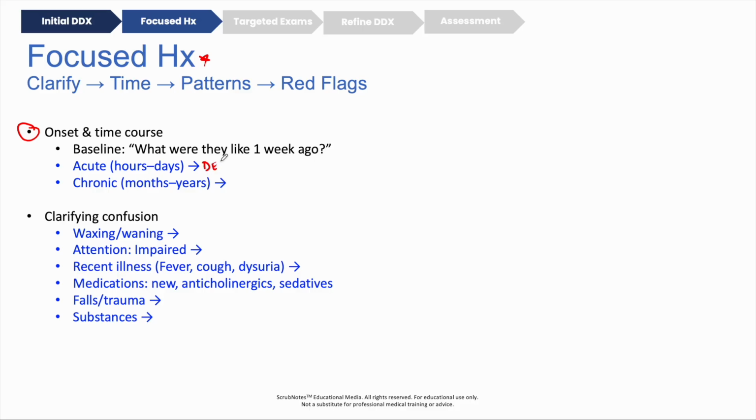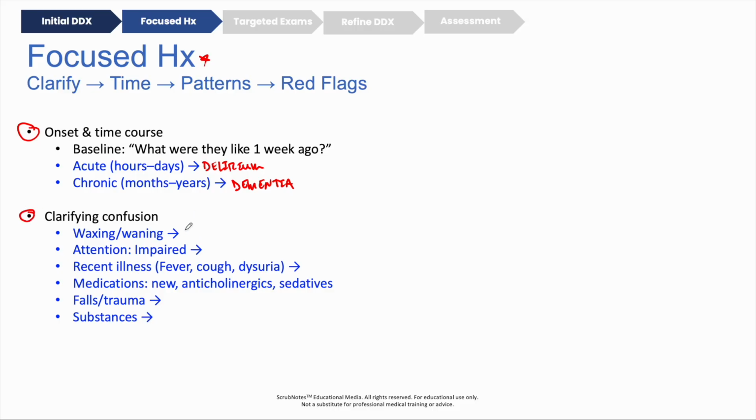So we could ask, what were they like 1 week ago? This gives us a good baseline. If their confusion has been going for hours to days, that's probably more likely delirium. But if it's been going on longer, like months to years, that's leaning towards dementia.